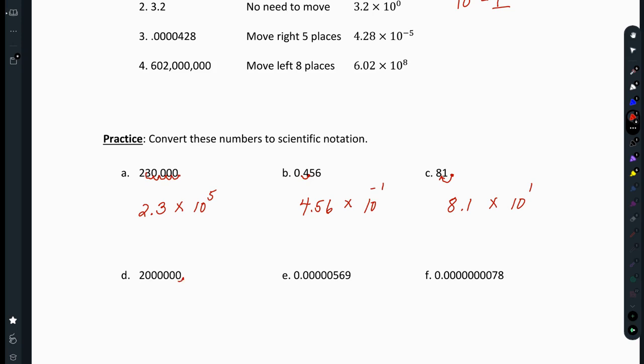Here we're moving our decimal point 1, 2, 3, 4, 5, 6. So this is going to be 2 times 10 to the 6. You're certainly welcome to write it as 2.0 times 10 to the 6. Either is fine. Moving our decimal 1, 2, 3, 4, 5, 6, right? So that's going to be 5.69 times 10 to the negative 6. And the last one, we're moving 1, 2, 3, 4, 5, 6, 7, 8, 9. So that's going to be 7.8 times 10 to the negative 9.